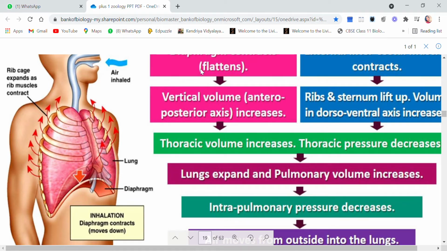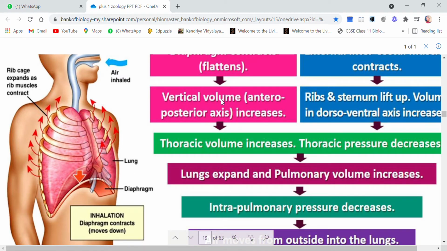Now what happens, as the diaphragm flattens, the vertical volume, you see this vertical volume, earlier the volume was from here till here, but as the diaphragm has flattened, now the volume has increased from this point to this point. So vertical volume increases. Anterior-posterior axis means the volume from the top till the bottom has increased.